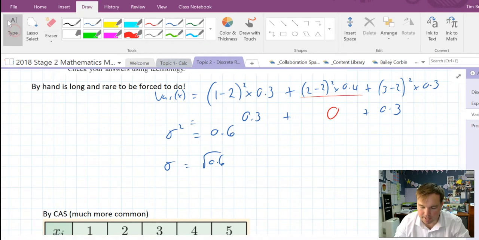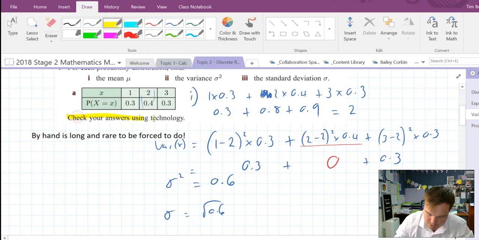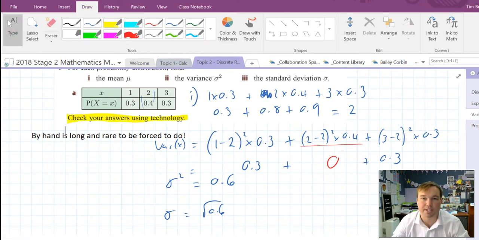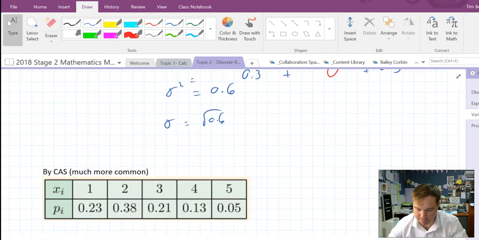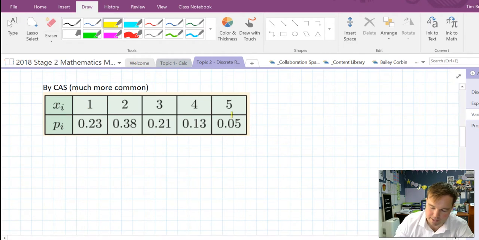Right. Now, doing these by hand is relatively rare, but it's important to know how to do. And note how it says, check your answers using technology. Using technology is by far the more common way of doing this. So, going down here, we're going to find these same things using technology, by calculator, or CAS. Here we have xi and probability of i, and clearly with those numbers, doing it by hand will be tough.